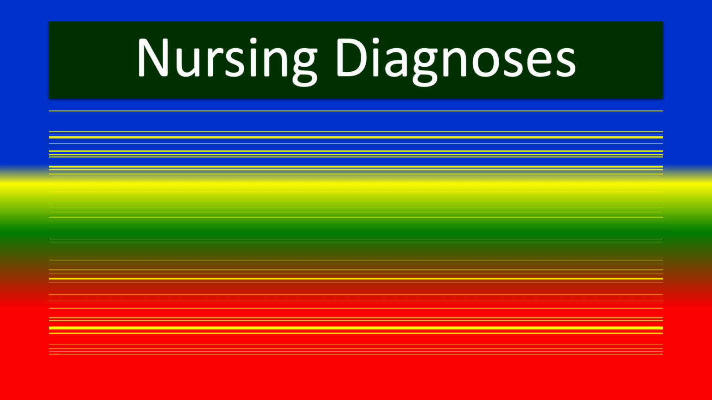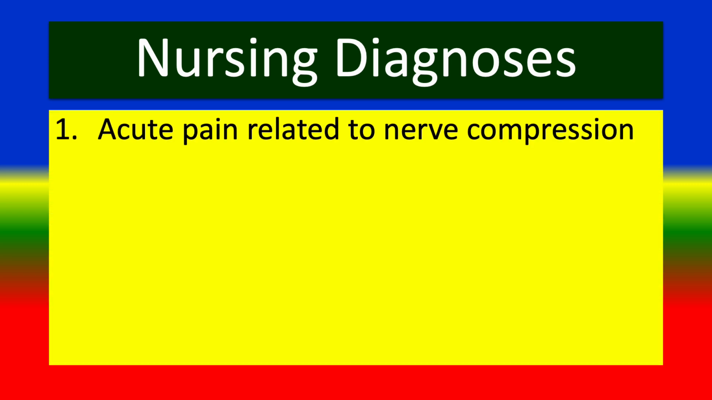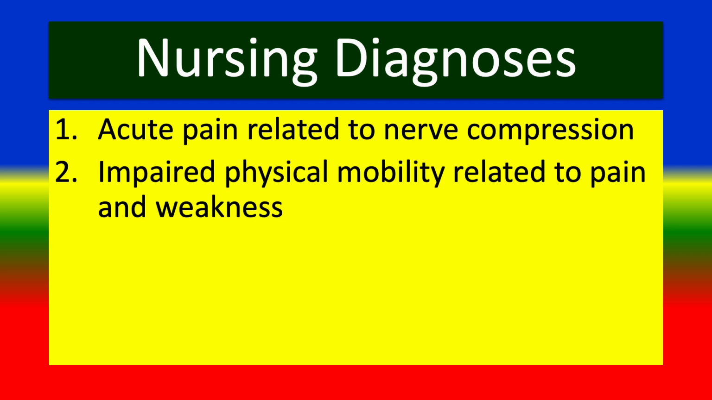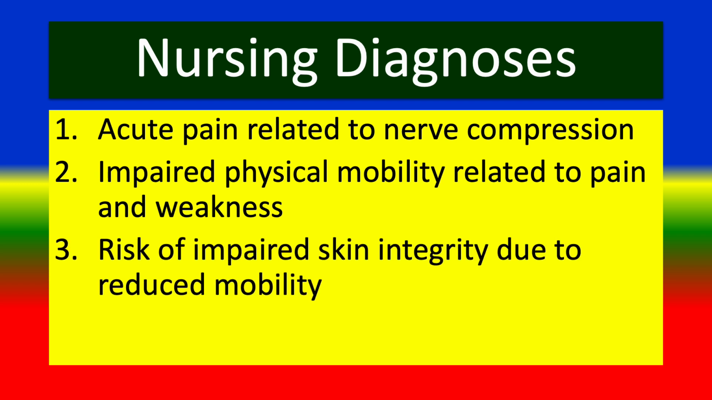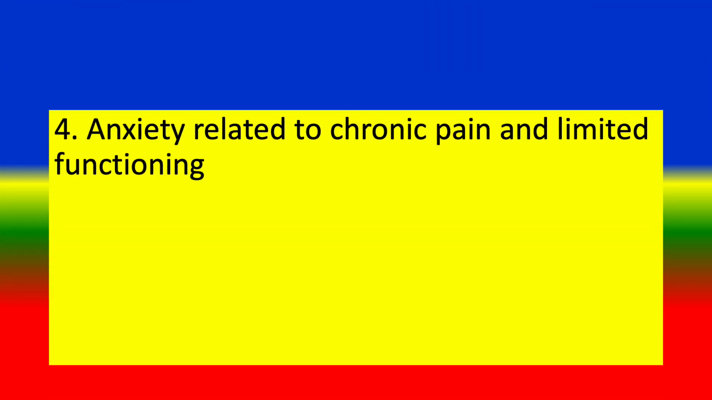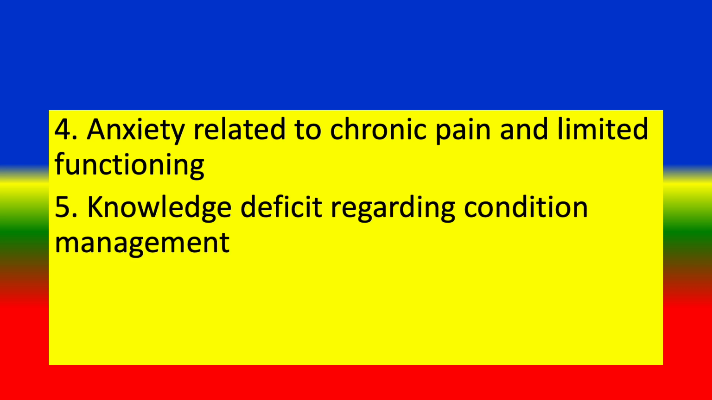Nursing diagnosis: 1. Acute pain related to nerve compression. 2. Impaired physical mobility related to pain and weakness. 3. Risk of impaired skin integrity due to reduced mobility. 4. Anxiety related to chronic pain and limited functioning. 5. Knowledge deficit regarding condition management.